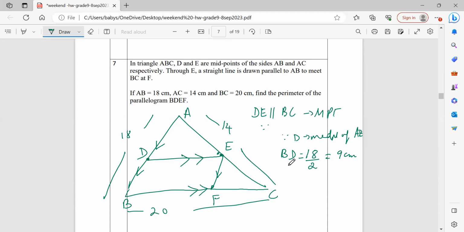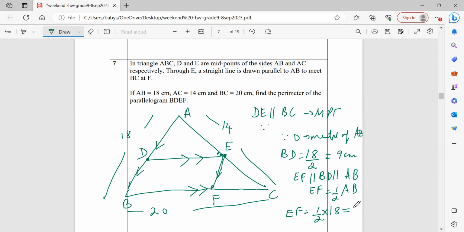Then E is the midpoint of AC. From E, you're drawing a line parallel to AB and meeting BC at F. So we can say EF is parallel to BD, or parallel to the AB side also, EF, you can see, no? And EF will be half of AB. So what is EF now? EF will be half of AB, half of 18.